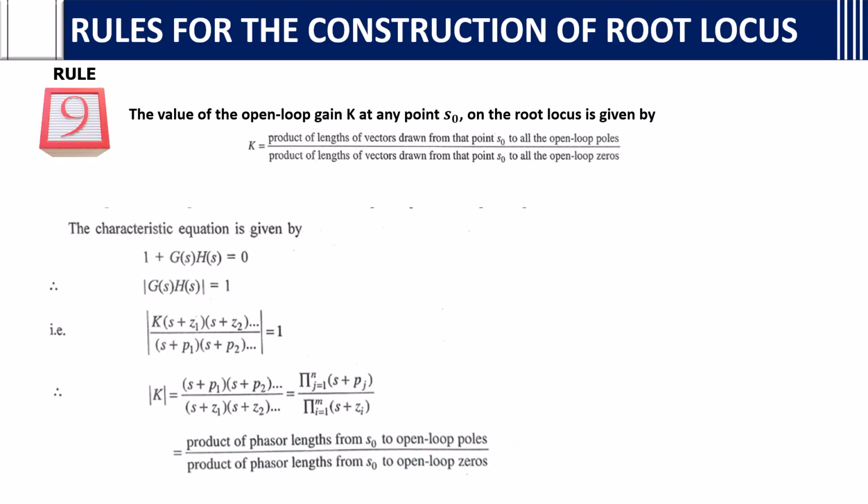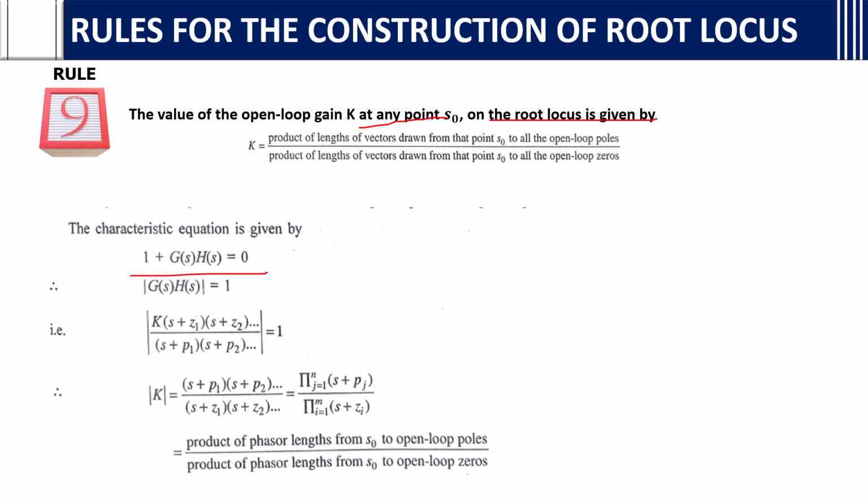Then the value of the open loop gain k at any point S0 on the root locus is given by how? This is the ninth rule, that is k equals to product of lengths of vectors drawn from that point S0 to all open loop poles by product of lengths of vectors drawn from that point S0 to all open loop zeros.